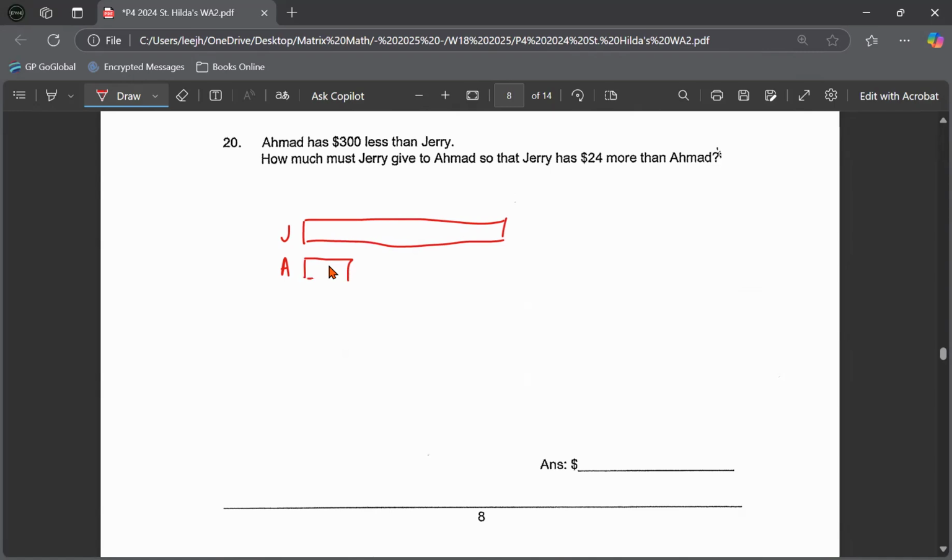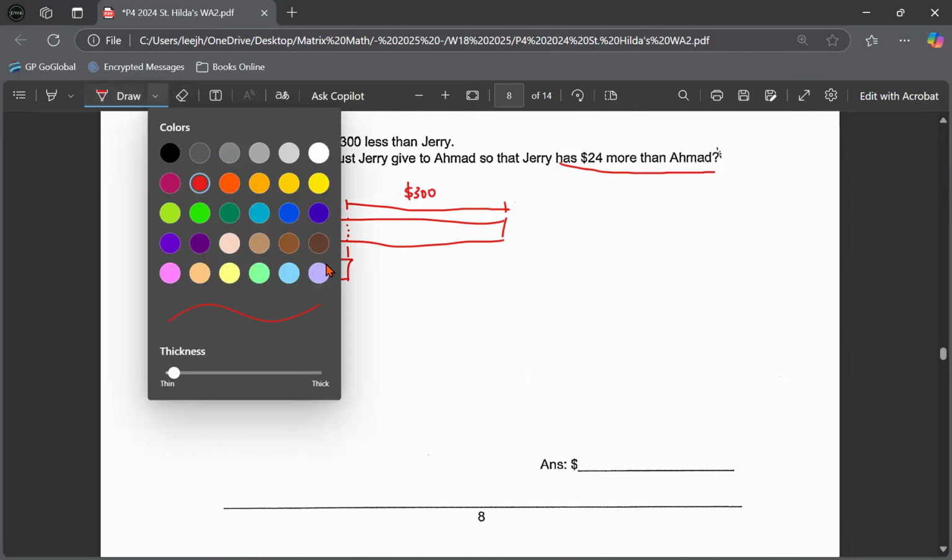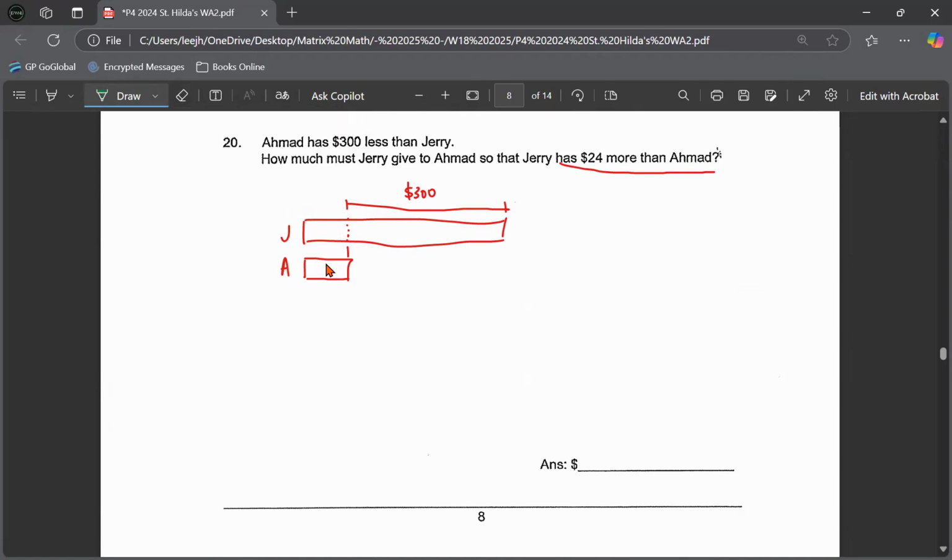Okay, so this is $300 more, because if one person has less, the other person will have more. So Jerry must give, I don't know how much, to Ahmad so that Jerry still has $24 more than Ahmad, which means Jerry didn't give half of his money to Ahmad. Jerry gives money to Ahmad in such a way that Jerry still has $24 more. So you cannot split half already. You just give a little bit.